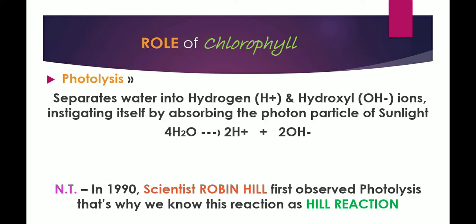Absorbing the photon particle, activated chlorophyll separates water into hydrogen and hydroxyl ion. This phenomenon is known as photolysis. In 1990, scientist Robin Hill first observed photolysis, that is known as the Hill reaction.